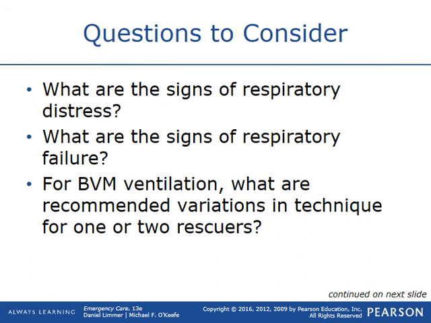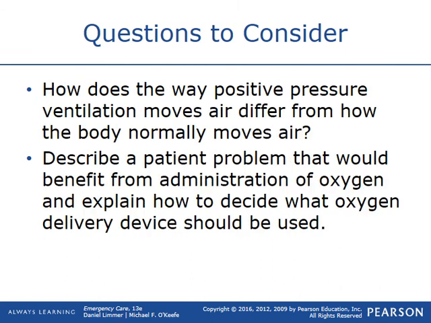Some questions to consider: What are the signs of respiratory distress? What are the signs of respiratory failure? And for bag valve mask ventilation, what are the recommended variations in technique between one or two rescuers? How does the way positive pressure ventilation moves air differ from how the body normally moves air? Remember how we talked about what kind of system the respiratory system is. Describe a patient problem that would benefit from administration of oxygen, and explain how to decide what oxygen delivery device should be used.